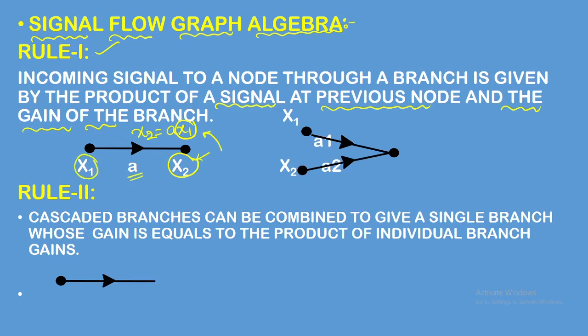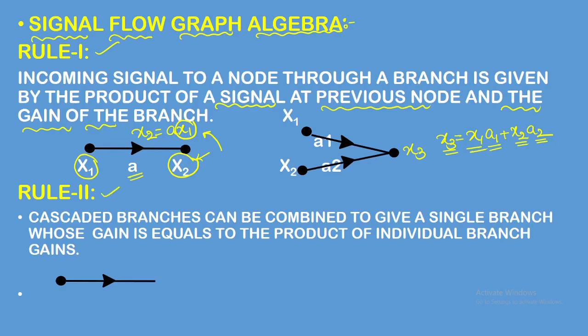What can we say here? Let us take this example x3. So x3 can be written as x1 into a1 plus x2 into a2. So that means for x3, which is the effect, what are the causes? It is x1 multiplied by a1, and x2 multiplied by a2 here. That is the first rule we can see in the case of signal flow graph algebra.